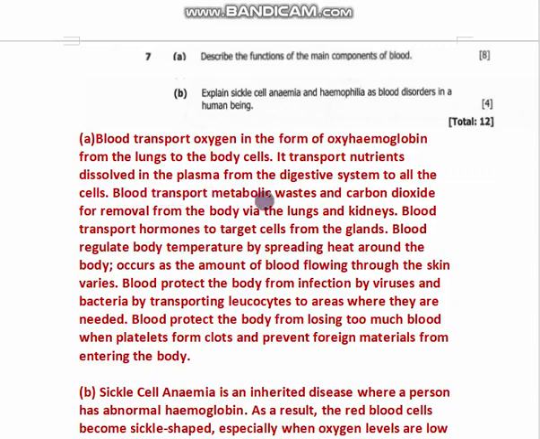Blood transports metabolic waste and carbon dioxide for removal from the body via the lungs and the kidneys. Blood transports hormones to target cells from the glands. Blood regulates body temperature by spreading heat around the body. This occurs as the amount of blood flowing through the skin varies.